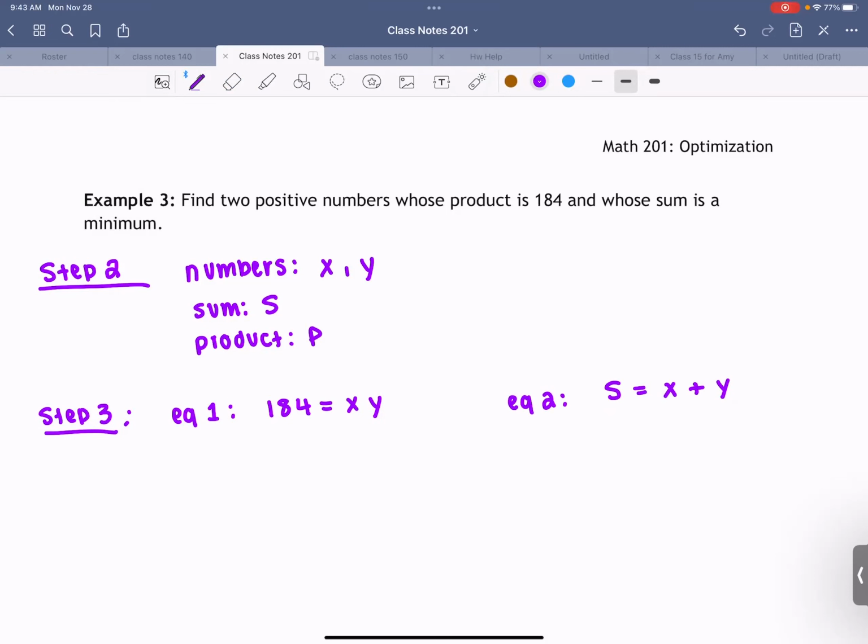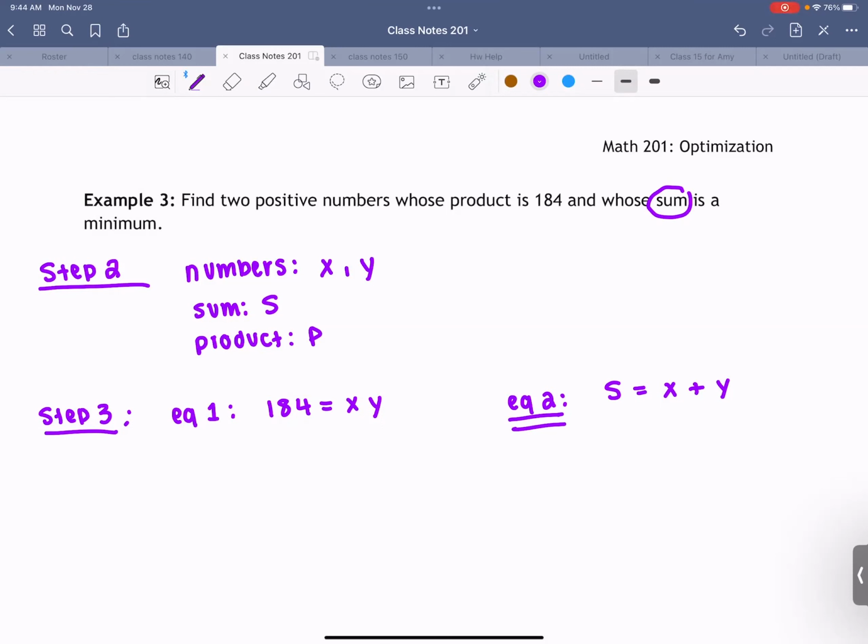Okay, which equation, one or equation two, am I trying to find the minimum of? Equation two, right? Because I want to figure out the minimum of the sum. So this equation is really what I'm working with. I'm not really working with the 184 thing, but that might be useful information. And equation two is the equation I'm taking the derivative of.